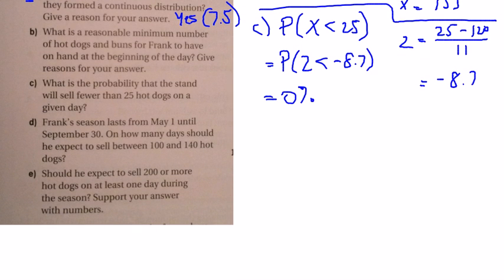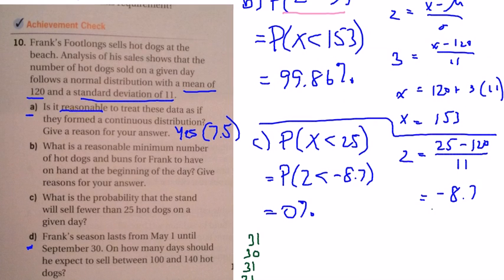Frank's season lasts from May 1st until September 30th. How many days is that? So let's see now. May has 31 days, June has 30, July has 31, August has 31, September has 30. So that adds up to 153 days in his season.